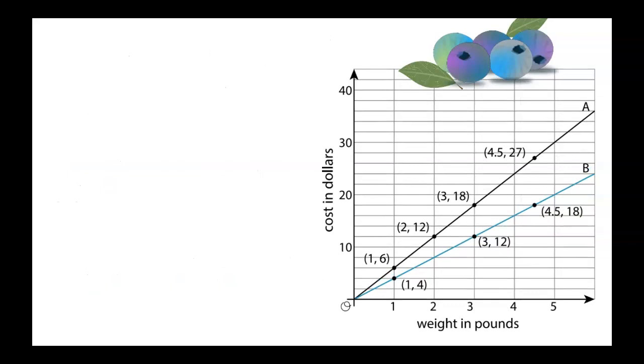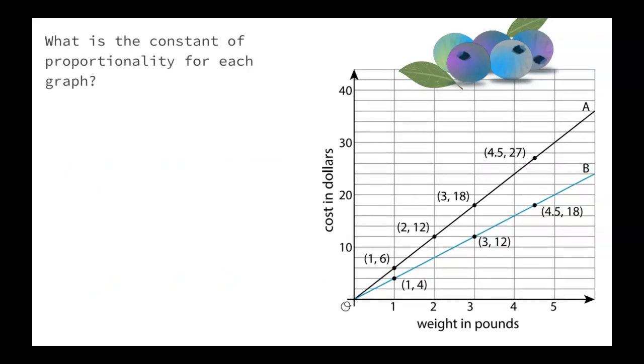All right, look at these graphs again. What's the constant of proportionality for each graph? I hope you noted that store A has a constant of proportionality of 6, while store B has a constant of proportionality of 4. Remember that you're always going for the Y value whenever X is 1, that ordered pair, (1, 6) or (1, 4).